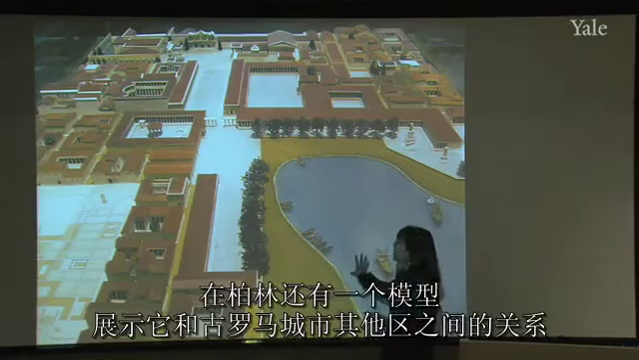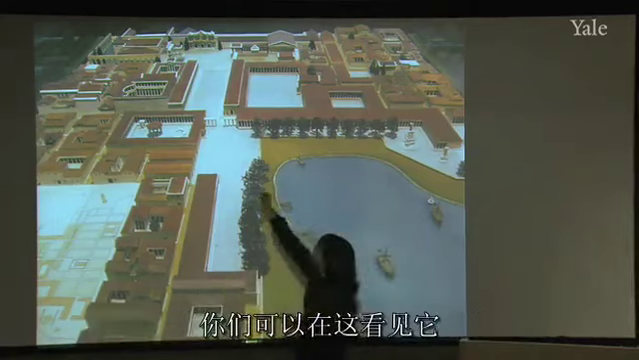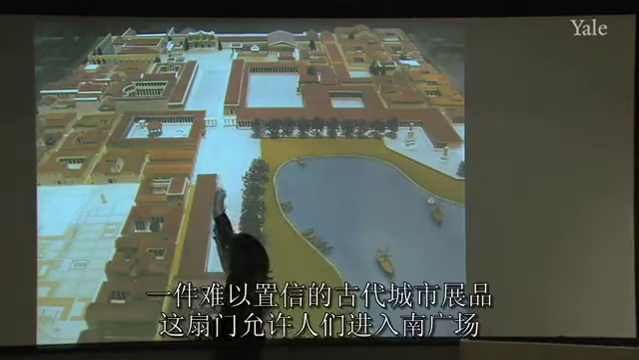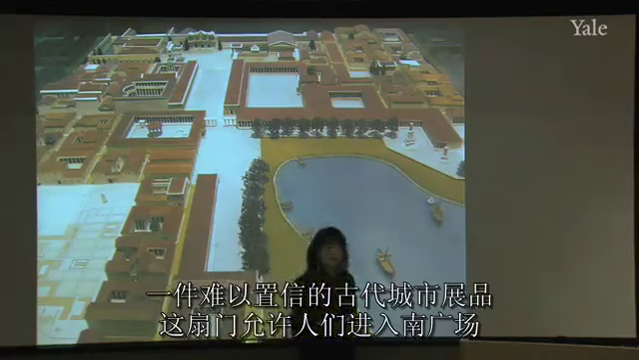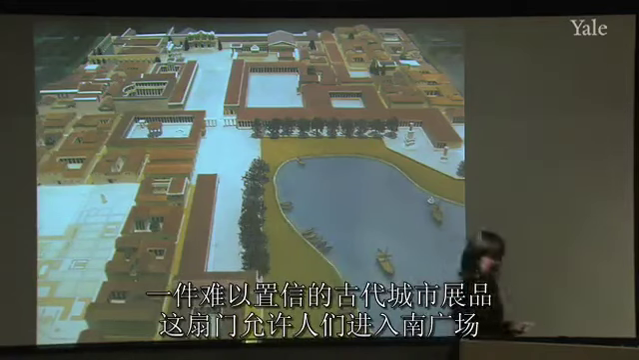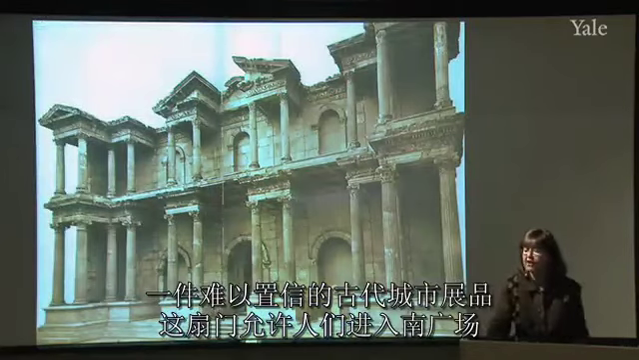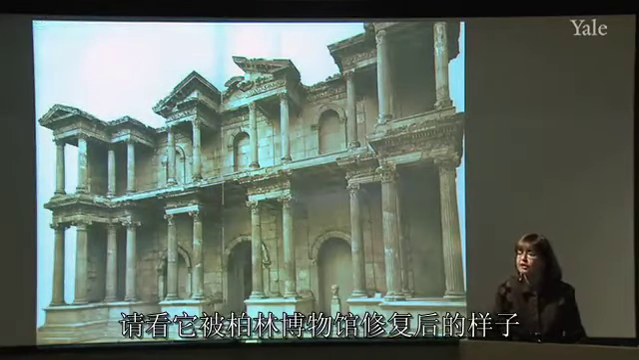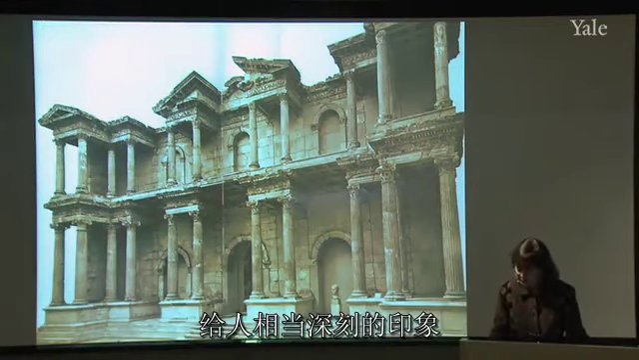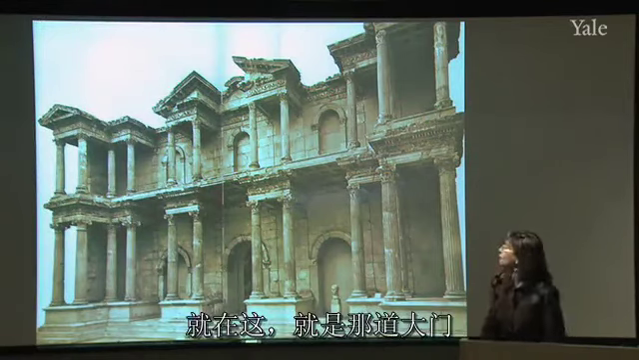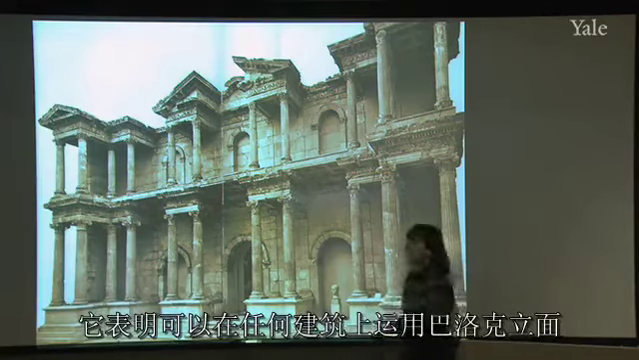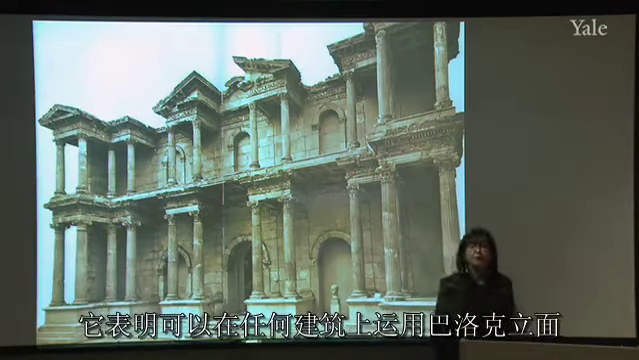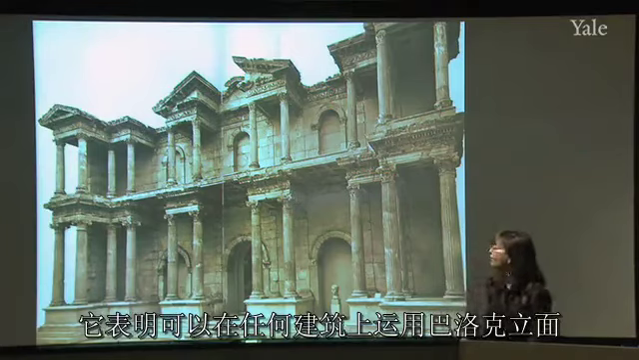They also have a great model in Berlin that shows you the relationship of the gate to the rest of the Roman city, and you can see the gate way up there, an incredible showpiece for the city, this gate that allowed one to enter into the South Agora. I show it to you as reconstructed in the museum in Berlin. It is quite an impressive piece. You can see here it is a gate, and it shows that you could apply these Baroque facades to just about any kind of architecture.